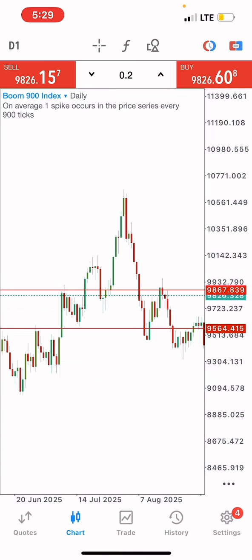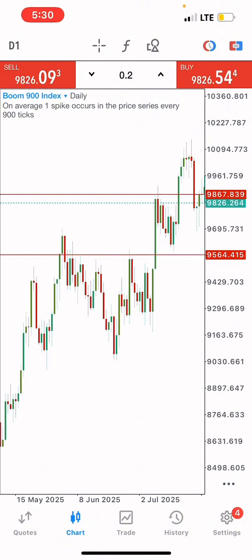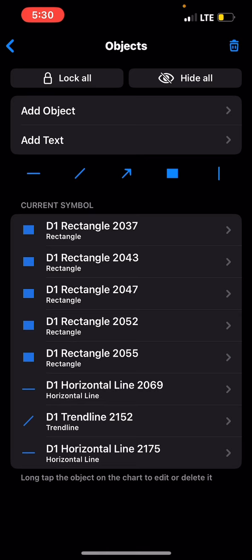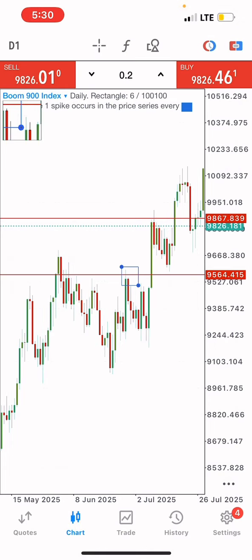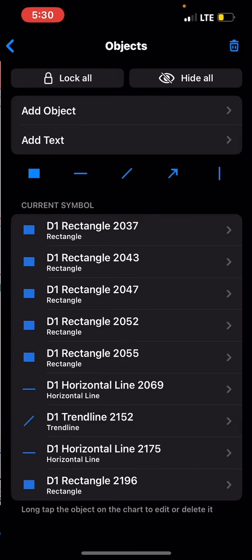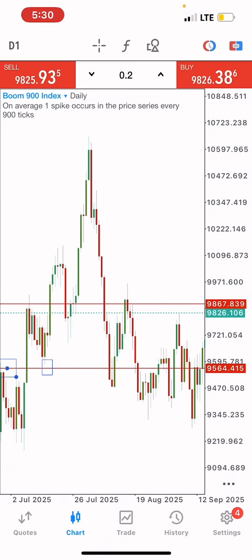Placing this on the daily time frame is just to find the key levels where I want to be trading from. You can see that where I place my line, price has consistently been respecting it. Price has been bouncing back from that level. You can see it goes back up from that level.